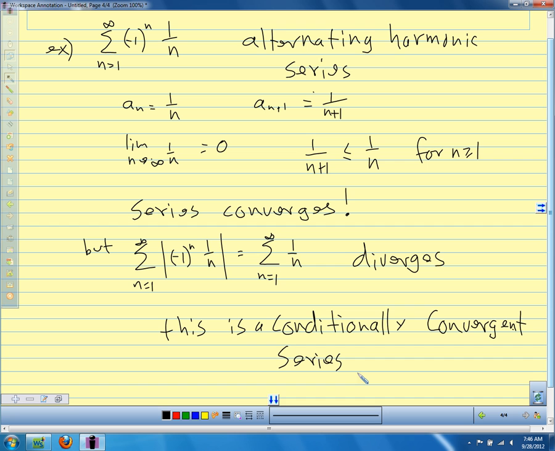So when we have the alternating series converge, but the absolute value series diverge, we call that conditionally convergent. So the alternating harmonic series is an example of a conditionally convergent series. So let's talk about conditionally convergent series for a second.